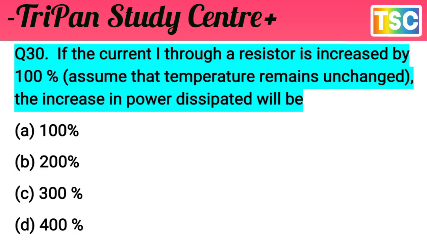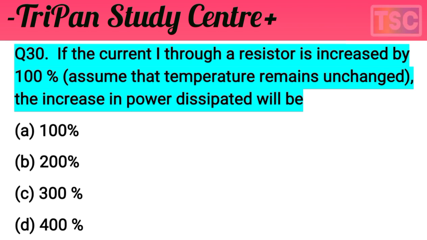Next question on your screen: if the current I through a resistor is increased by 100%, assume that the temperature remains unchanged. The increase in power dissipated will be: A, 100%; B, 200%; C, 300%; D, 400%. That's an important question here.